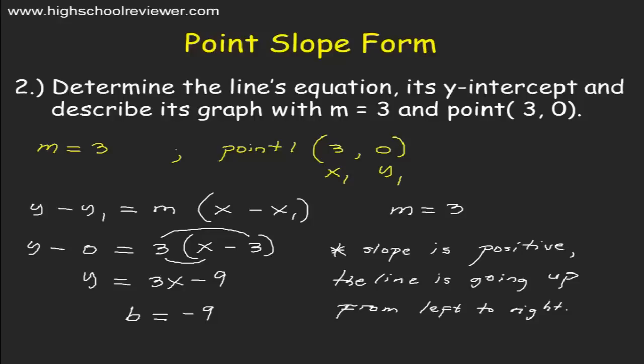Okay, so again, our equation is y equals 3x minus 9. Our y-intercept, or b, is negative 9. And since the slope is positive, the line is going up from left to right.